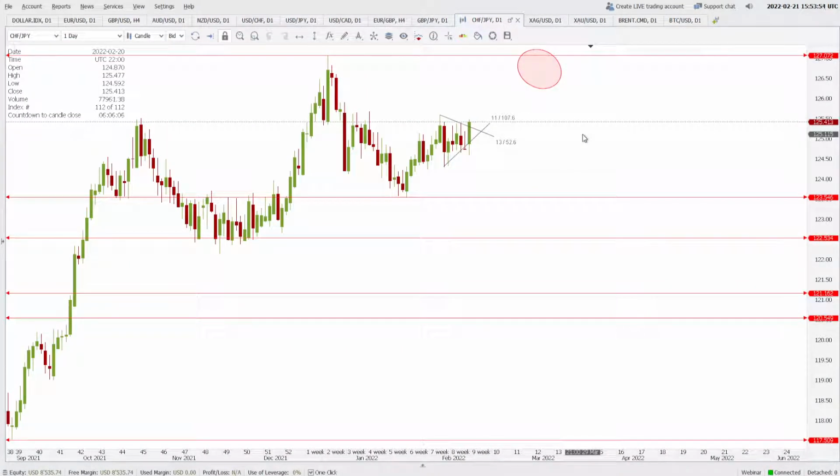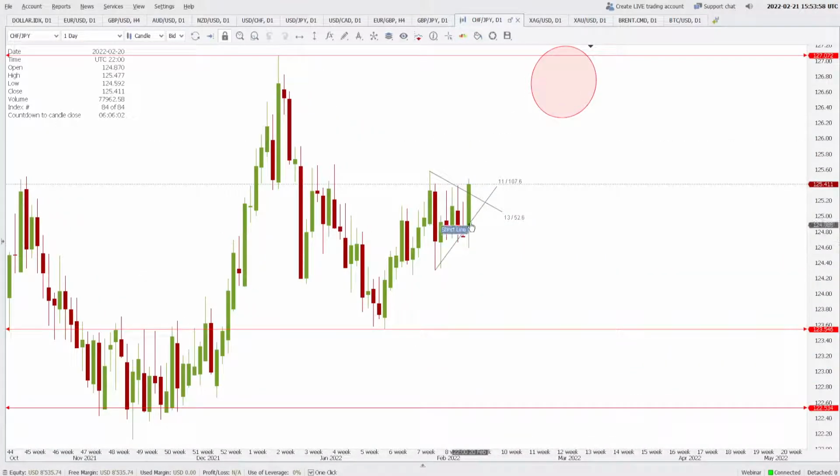CHFJPY, no surprises here. Swiss franc is soaring, and now in this candle it has engulfed the previous 4 days' candles. So that means where is the price going, my friends? 127.07 is the area where we are expecting. At least let us close this day. This day still has 6 hours and 5 minutes 45 seconds to go.